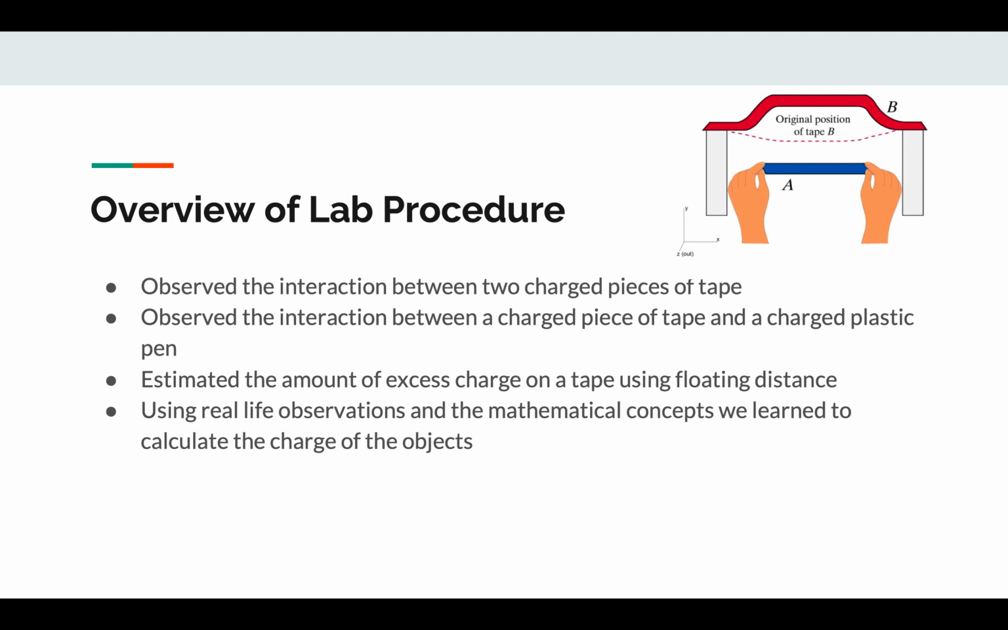So, a brief overview of the lab procedure. I observed the interaction between the two charged pieces of tape, and I observed the interaction between a charged piece of tape and a charged plastic pen. I estimated the amount of excess charge of a tape using the floating distance, as shown in the diagram here. And I used real-life observations and the mathematical concepts we learned to calculate the charge of the objects.